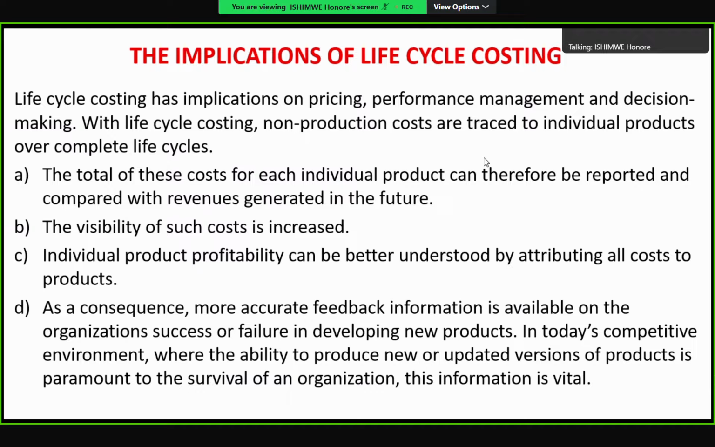So in today's competitive environment, where the ability to produce a new product or an updated version of your existing product is needed for you to survive as an organization, life cycle costing is very, very important for giving you more insight on what will drive your product, and when and what should be done at each level and what costs are being incurred. So the information is very, very important.